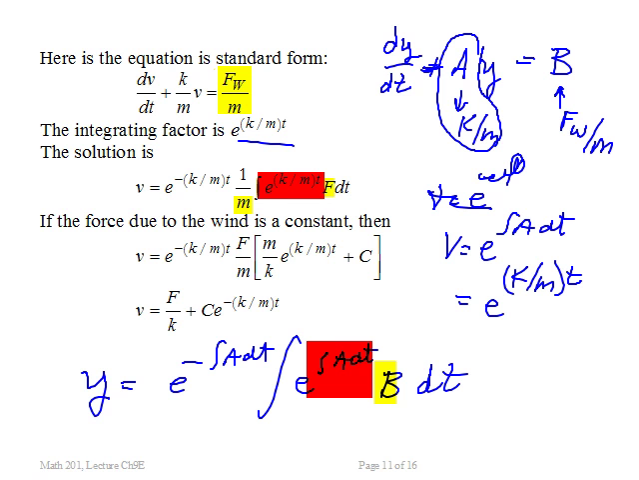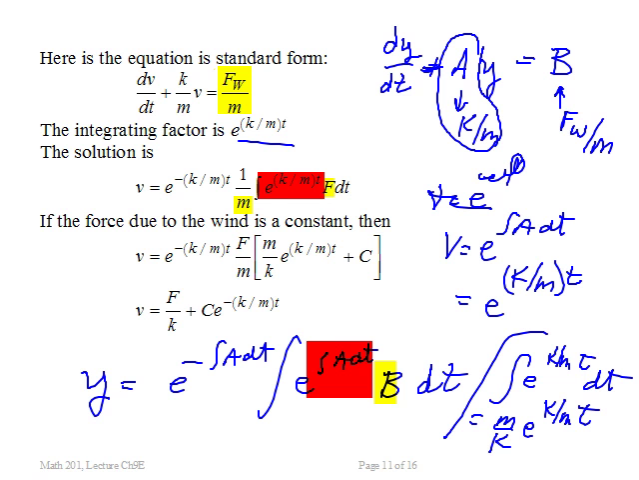Let's say that the force due to the wind is a constant, so I can pull it out from under the integral sign, and all I'm left with is the integral of e to the k over m t dt, and that's m over k e to the k over m t plus some constant c. That's what you see right here. That's an easy exponential to integrate. Now distribute through this leading term, and here's the result. The velocity equals the force due to the wind divided by k plus some constant c times a decaying exponential.